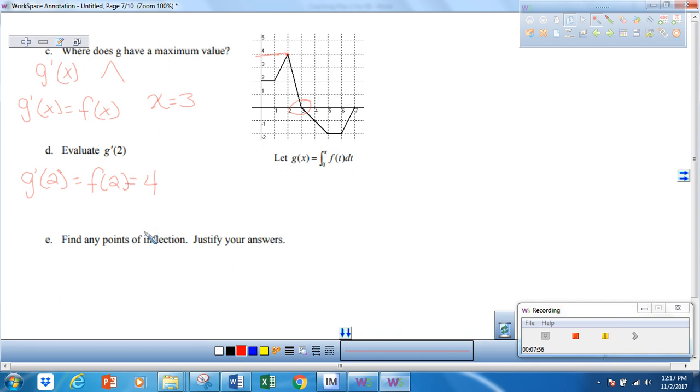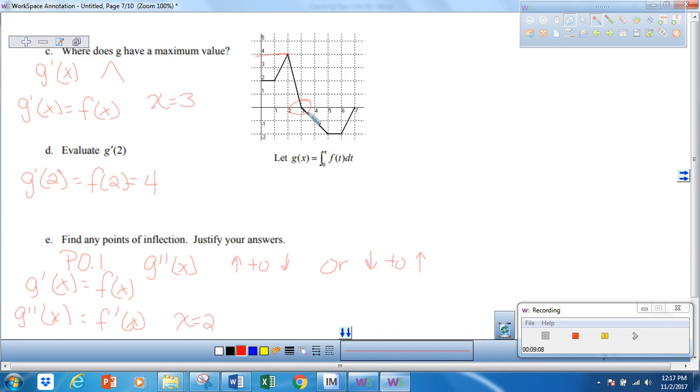Find any points of inflection, justify your answer. So points of inflection occur when g double prime of x goes from positive to negative, or when it goes from negative to positive. Okay? So we have to remember that g prime of x is f of x. So g double prime of x is f prime of x. So I'm looking at the derivative of this. So my derivative goes from positive to negative at 2. I know it's undefined there, but remember points of inflection can also be where the derivative is undefined. So this goes from positive to negative at x equals 2.